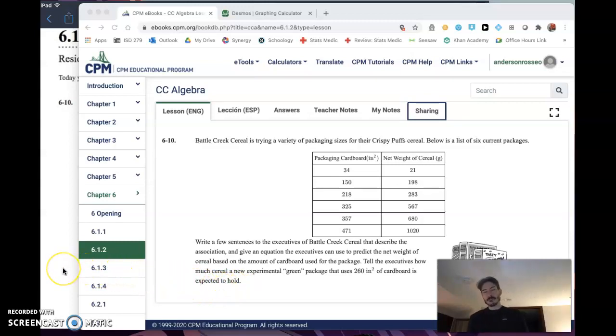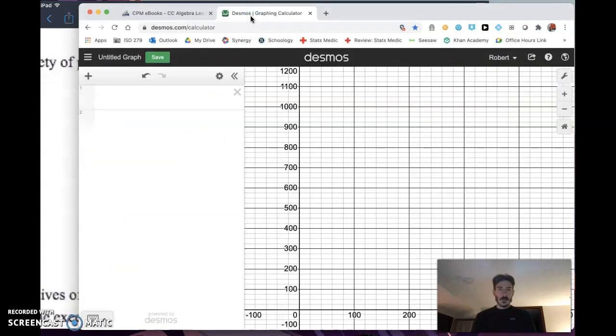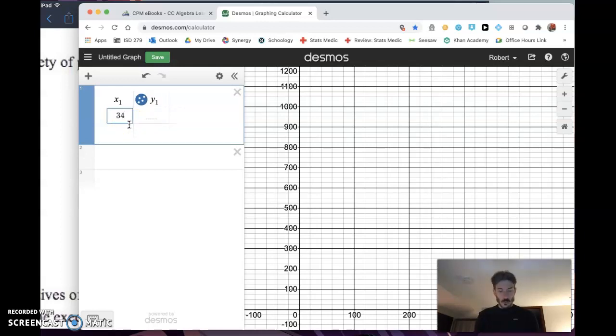Okay, so check this out. We're going to want to go ahead and do all this stuff for the executives, summarize what the data is saying. This is going to be really tough to do without seeing the data. So here's what I would go ahead and do. I would start by logging on to Desmos, opening it up, and I'd add a table, and I'd start by typing in data. The first package was 34 square inches of cardboard, and it held 21 grams of cereal. And then we had 150 square inches that held 198 grams, and so on and so forth.